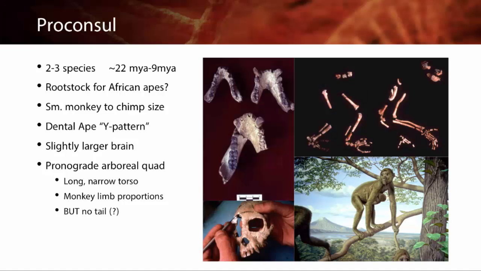The best candidate for the African apes is Proconsul, which would have had multiple species in the genus. This was a medium-bodied primate, roughly the size of a baboon up to a chimpanzee, an arboreal quadruped, and critically lacked a tail.